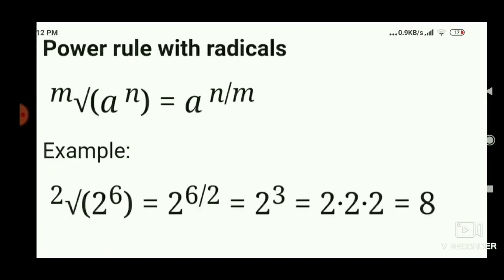The next rule is the power rule with radicals. The m-th root of any number, say a, raised to the power n can be written as a to the power n divided by m. For example, square root of 2 to the power 6 can be written as 2 to the power 6 divided by 2, that is equal to 2 to the power 3, which is equal to 8.